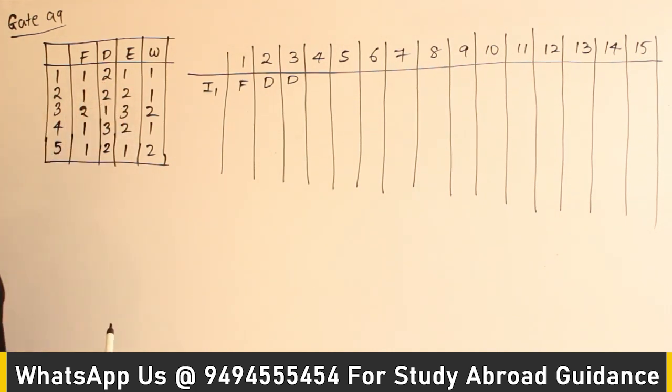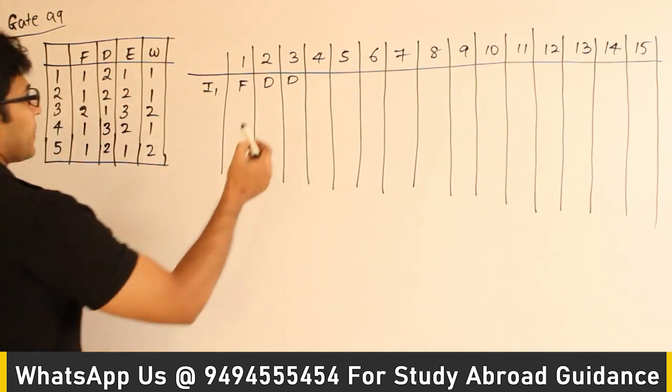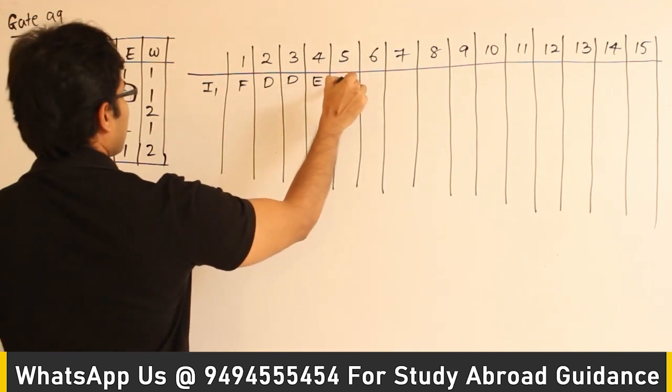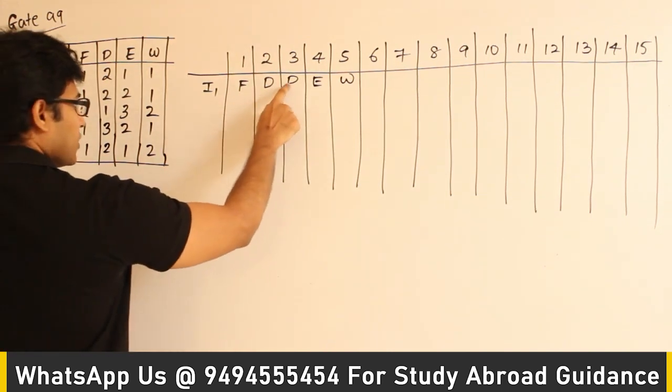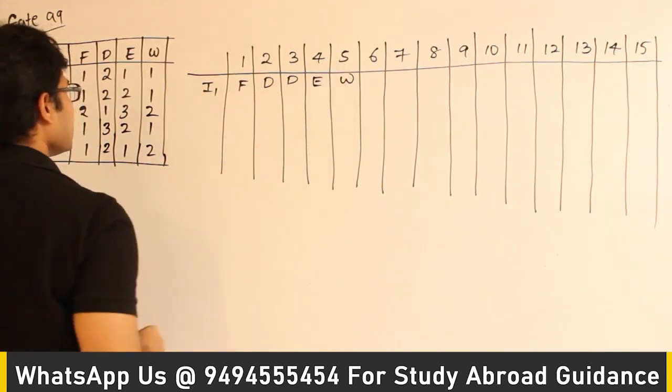Now decode is over in 2, and what about the execute? 1, and what about the write back? 1. Did you understand this? For the first instruction, fetch is 1 cycle, decode is 2 cycles, execute is 1 cycle, and write back is 1 cycle.